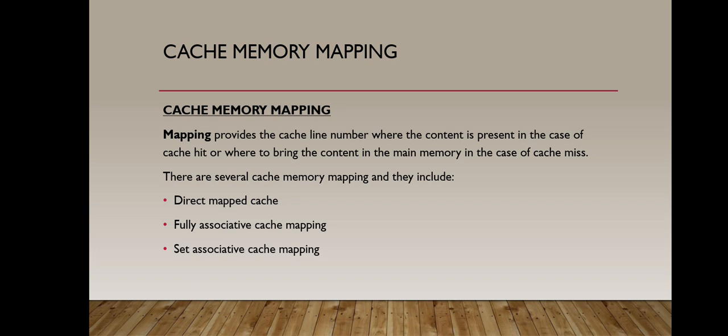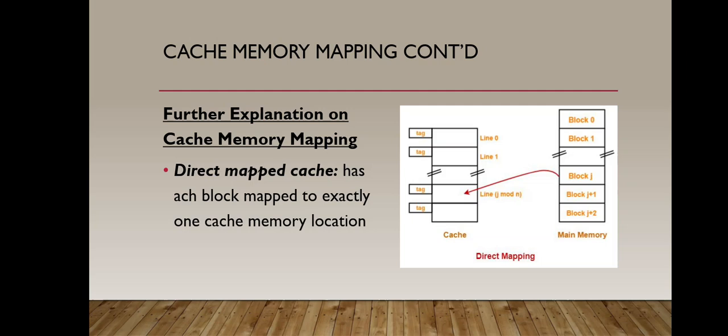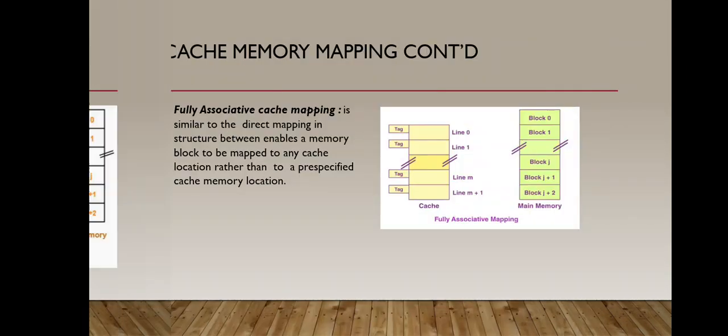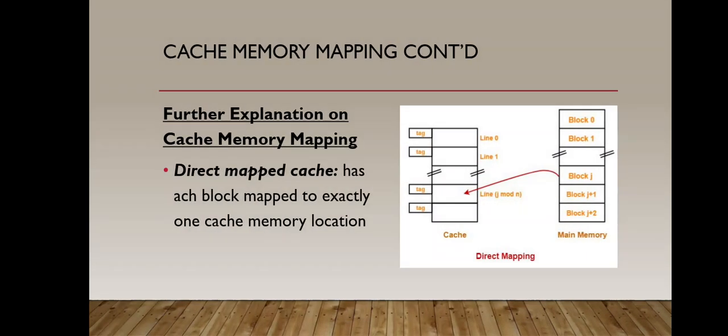mapping, also known as the K way set associative cache mapping. Now with a direct map cache, each block is mapped to a cache. It has each cache block mapped to exactly one cache memory location. As we see on the diagram, a block to a cache, a block to a cache.